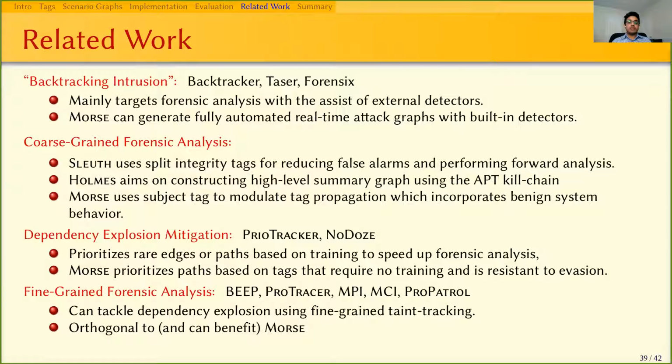PrioTracker and NoDoze prioritize anomalous edges or paths to deal with dependency explosion. MORSE prioritizes based on tags without any training data. Holmes aims for a much higher level view of APTs, mapping events to high-level attacker goals. To tackle dependency explosion, their notion of path factor has the same rationale as our tag attenuation technique. But they don't have anything like our tag decay, which is the most effective of the two techniques we introduced.